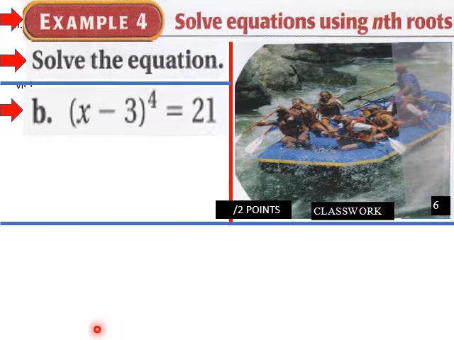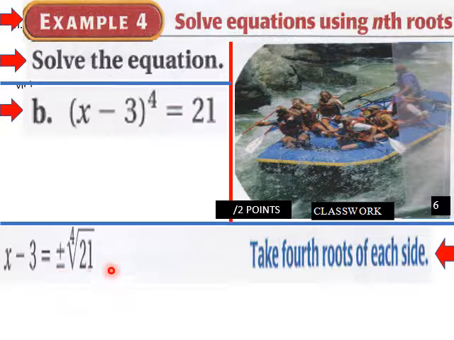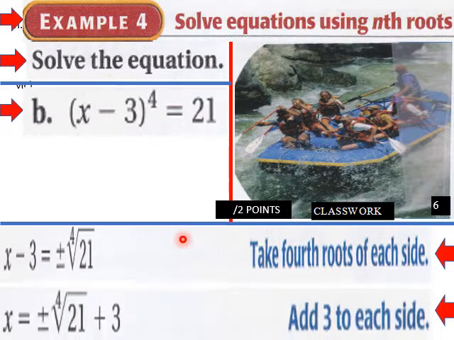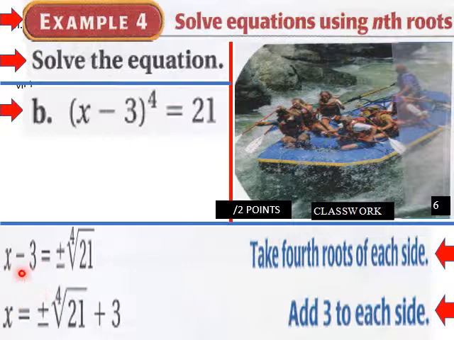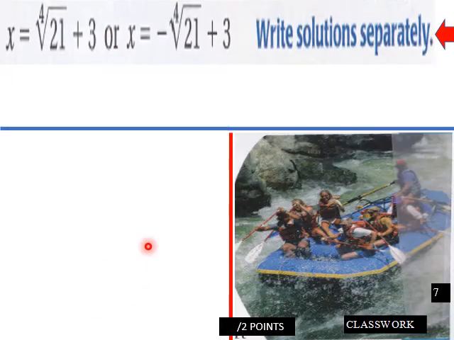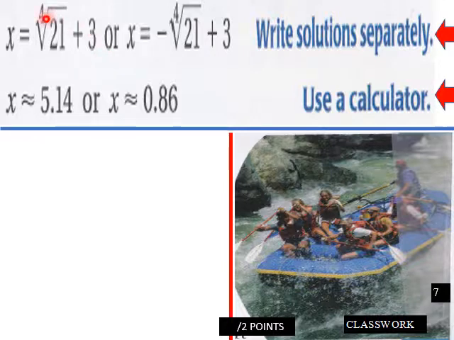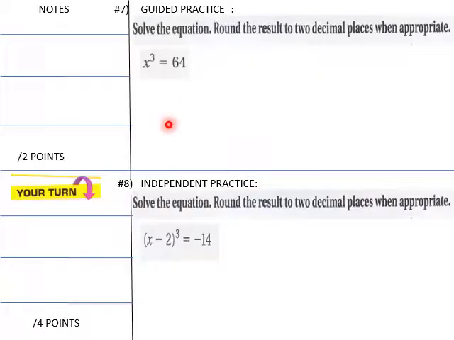Solve equations with nth roots. Number B here: x minus 3, in parentheses, to the 4th power equals 21. How will we solve that? We take the 4th root of each side, and now we have x minus 3. We bring our 3 over to the right side, and then we have plus or minus the 4th root of 21. That is our solution: the 4th root of 21 plus 3, and the negative 4th root of 21 plus 3. After using your calculator, you'll find that is 5.14 or 0.86.